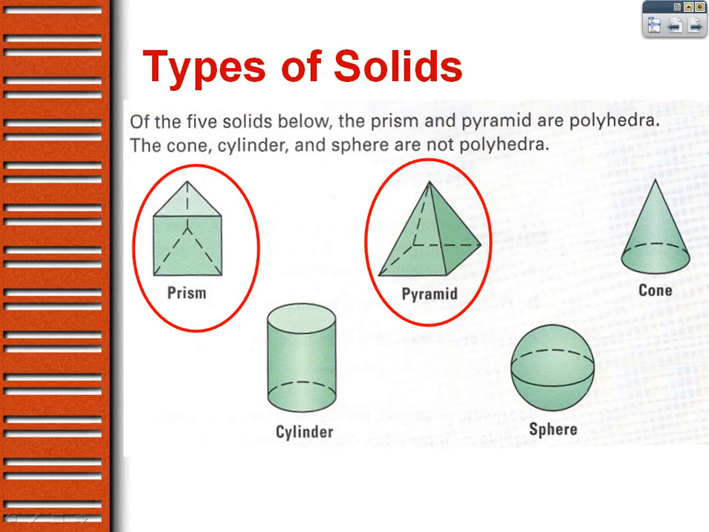Polyhedrons can be random. And we're going to look at a lot of cases where they don't look like anything special, but they can be special too. They can be prisms or pyramids. Now, what does it mean to be a prism or a pyramid?